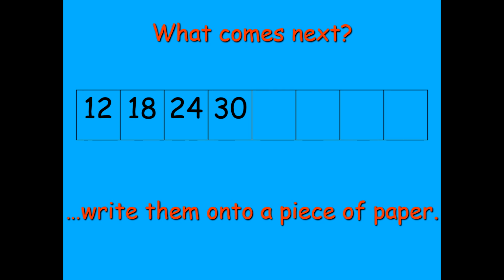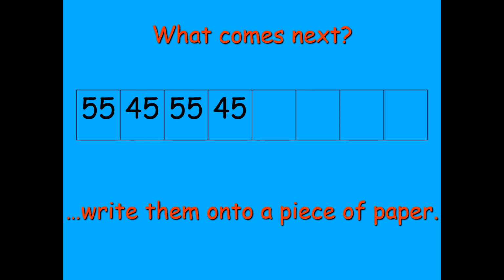Okay, this time I'd like you to continue my number pattern for me. We start at 12. We're jumping up to 18, then to 24 and 30. Write the next 4 numbers in this increasing number pattern for me onto a piece of paper. And don't forget, keep it in your blue binder. This time, we're starting at 55, jumping down to 45, up to 55, back down to 45. I think it's repeating. Go ahead and write the next 4 numbers down for me, please.